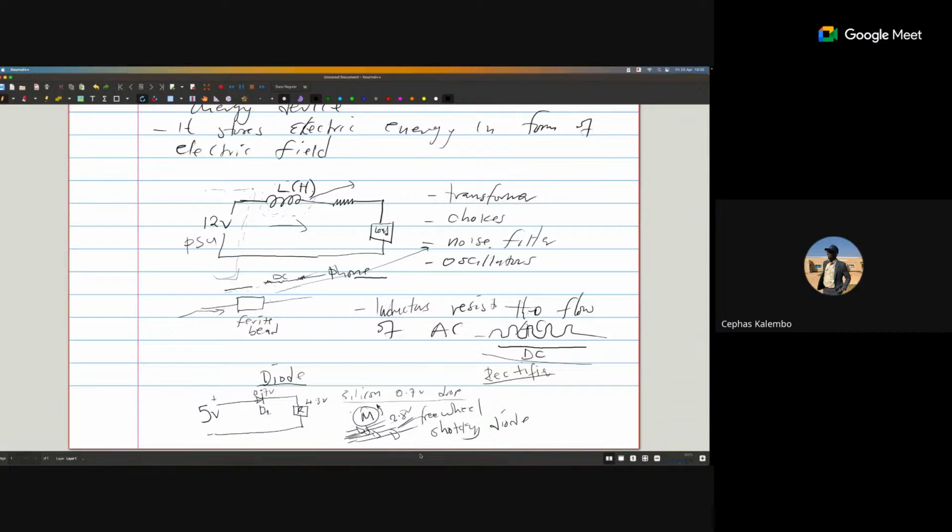It means the current will flow in this direction, but when it goes negative, it simply means the current is flowing from negative to positive. On top, the current is from positive to negative. Down, the current is from negative to positive. Now, because a rectifier blocks the flow of current in one direction, it's a unidirectional device, for an alternating current such as AC, this part will be cut off. We'll only be having this part.